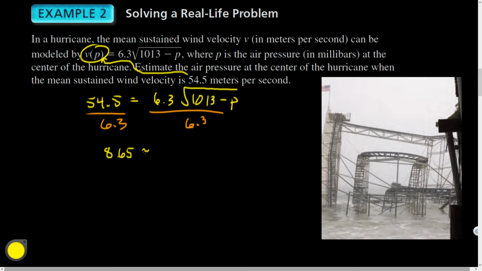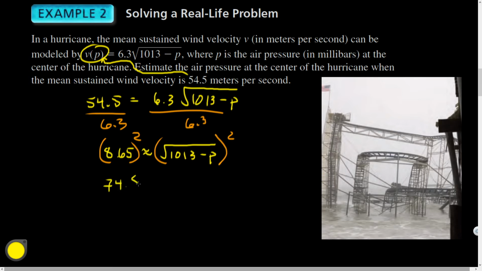8.65 roughly is equal to the square root of 1013 minus p. And now to get rid of that square root, you square, and you got to do it to both sides because that's only fair. Even though I've got this 2 decimal approximation here, my calculator presently has the full decimal approximation. So I'm just going to hit the square button right now, and it says ANS for answer, and it'll take that full data, my previous answer, and plug it in, so that way it'll be more accurate, and I'll do my rounding at the end.